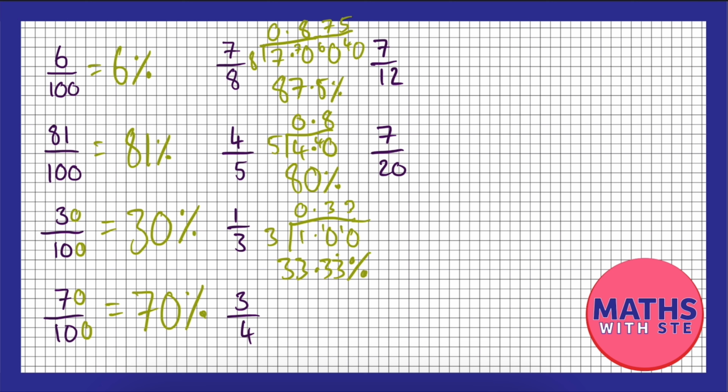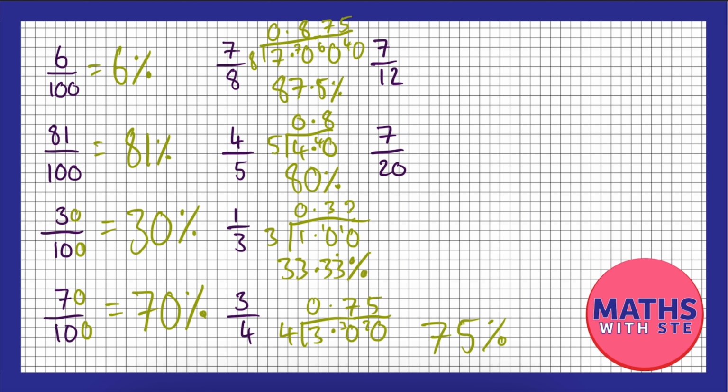Okay. 3 over 4. Right, okay. So I've got to do 3 divided by 4. So 4 into 3 goes 0 times. Put a point, put a 0. Put your 3 there. How many times does 4 go into 30? 7 times. 7 times 4 is 28. So it's got 2 left over there. And how many times does 4 go into 20? It's 5 times. Times that by 100, and I've got 75%.